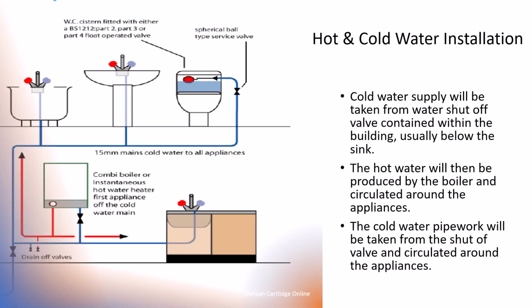This is a schematic of a typical domestic hot and cold water installation running from a combi boiler. Cold water supply can be taken from the water shut-off valve contained within the building. The cold water is taken from the shut-off valve and circulated around the appliances. Hot water will then be produced by the boiler and circulated around the appliances and radiators.